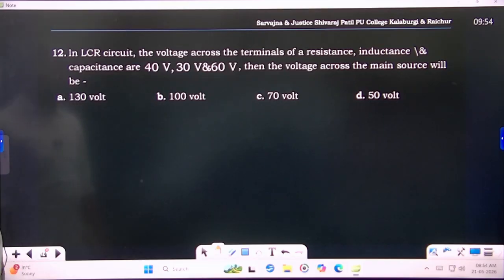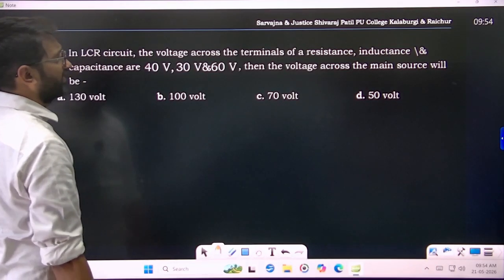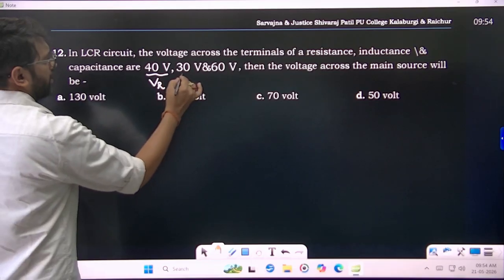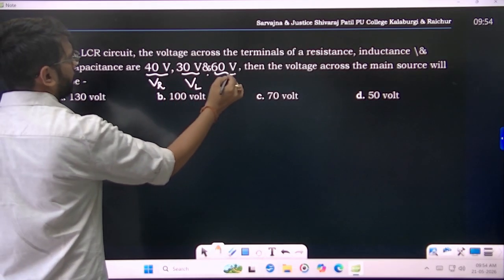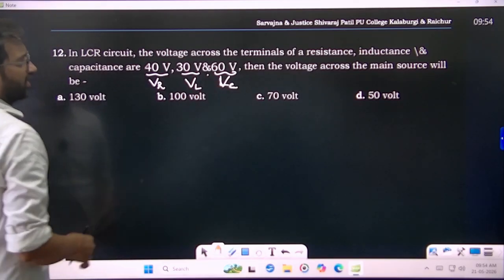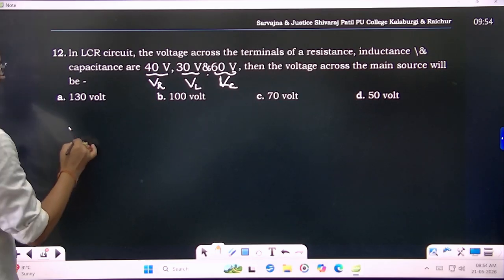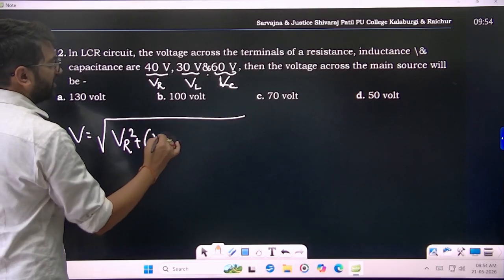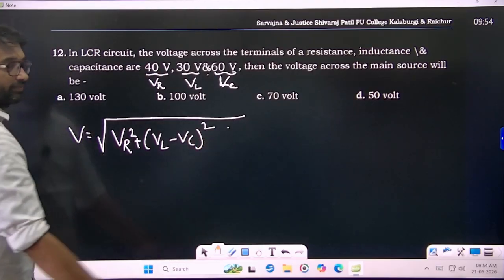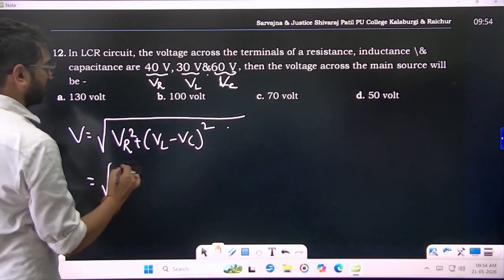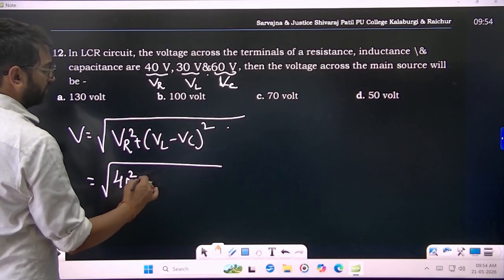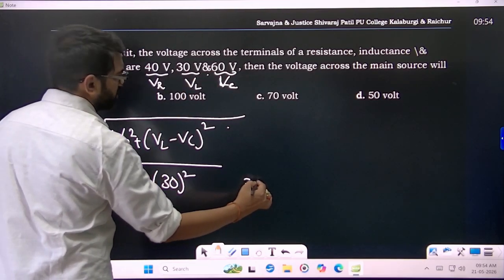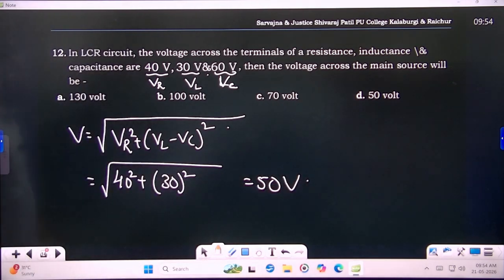In an LCR circuit, the voltage across the terminals of resistance, inductance and capacitance. This is the voltage across resistance VR, voltage across inductance VL and voltage across capacitance VC. Then the voltage across the main source will be, the formula is V is equal to root over VR square plus VL minus VC whole square. So just substitute and get the answer. VR square is 40 square plus VL minus VC, 60 minus 30 is 30, whole square, which is equal to 50 volts.